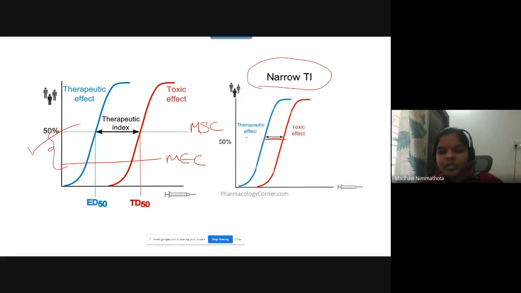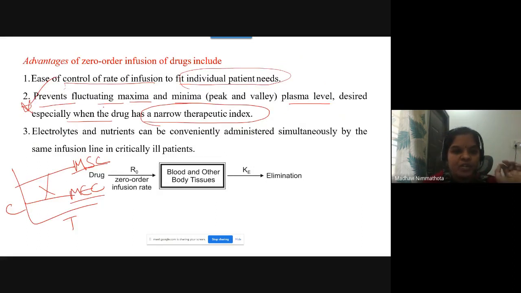So these drugs may produce some fluctuations. These can be avoided and prevented through IV infusion. Electrolytes and nutrients can also be conveniently administered. And then, how will the zero order infusion rate calculation be done?